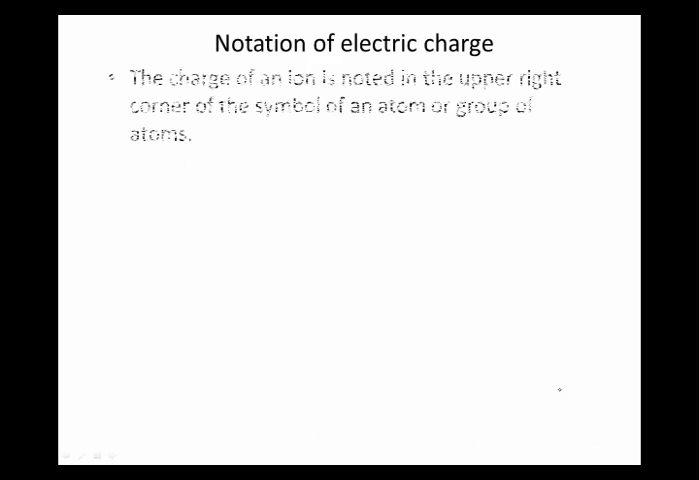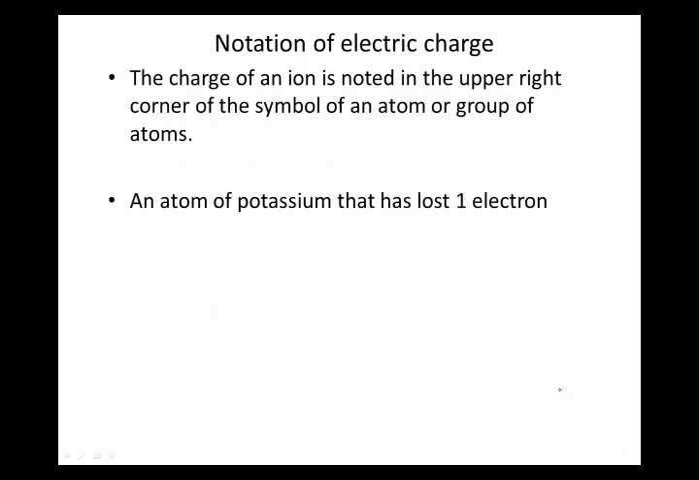Okay, so as I said before, the charge, both the sign and the magnitude, are indicated in the upper right-hand corner of the symbol. So this can be included with the mass number indicating what isotope it is, or we could just be saying it's any old potassium atom, we don't care which isotope it is.